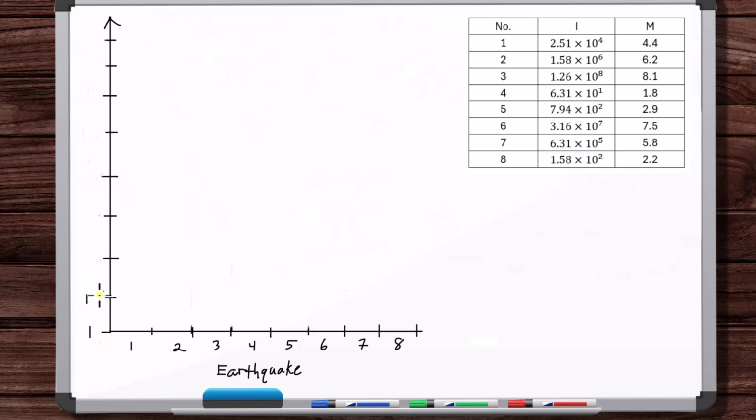So we'll do 10 squared, 10 to the 4th, 10 to the 6th, 10 to the 8th. And yeah, that'll work. And this is in joules.